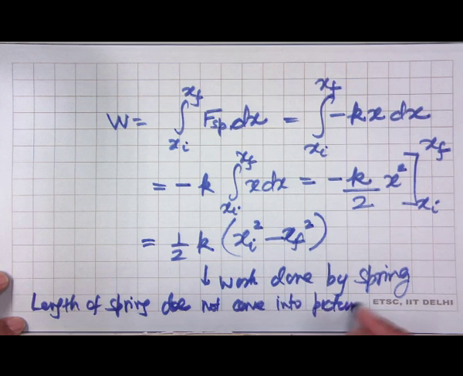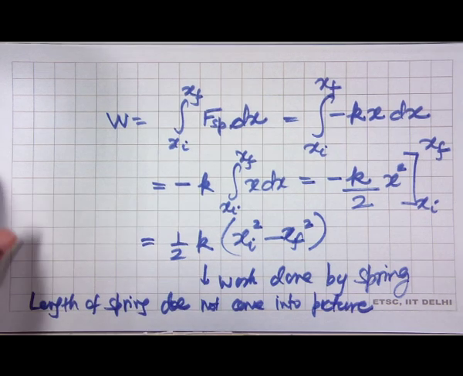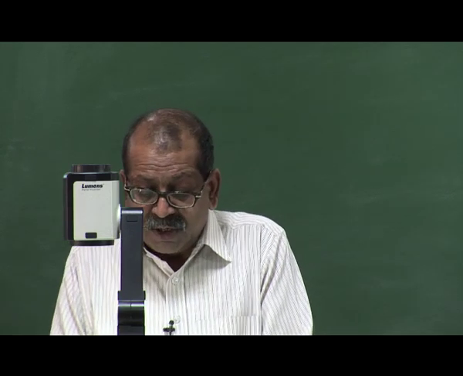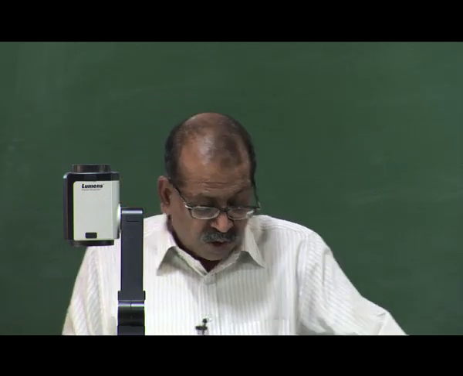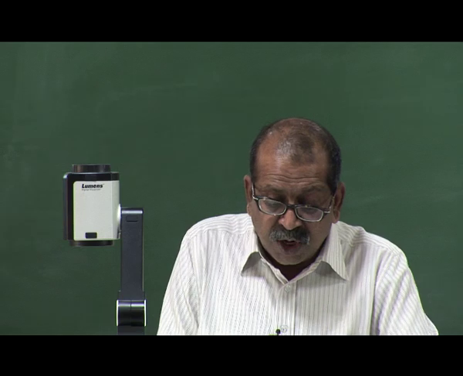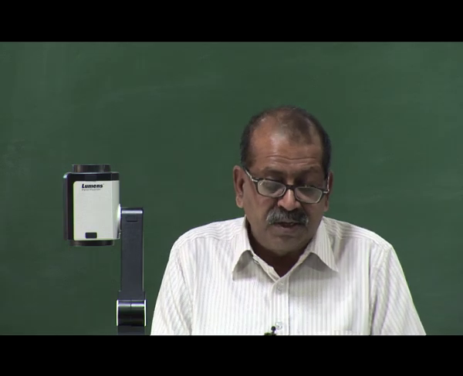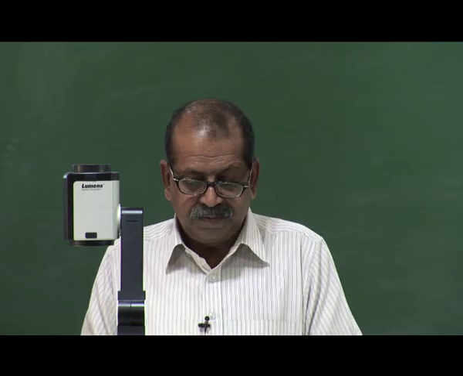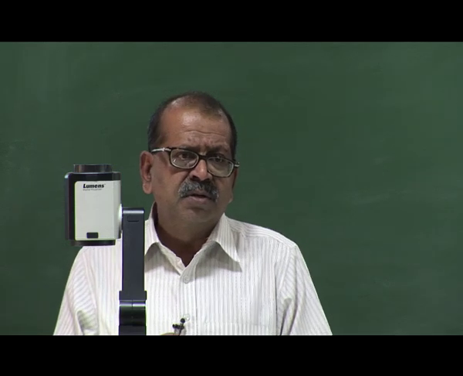It does not come into the picture in an explicit way, it comes in an implicit way, because k is a function of the length of the spring. But otherwise xi and xf have to do with the compression or the extension of the spring with respect to its neutral position. So, whether the spring is 1 meter long or 2 meters long, as far as the formula for the work done goes, there will be no distinction. So, we have now seen this concept of work done by a force.